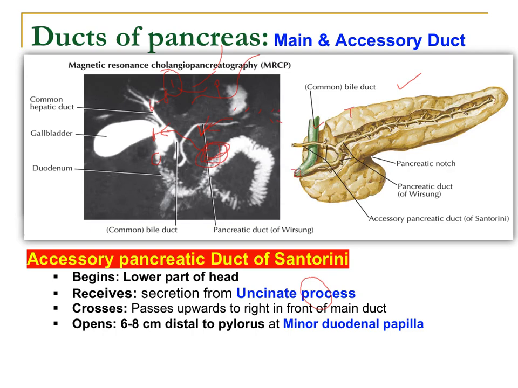So they are joining with each other and opening in the major duodenal papilla. And from this region, this one is the uncinate process of the head of the pancreas. From this region, you will find the accessory pancreatic duct, which is draining to the minor duodenal papilla.